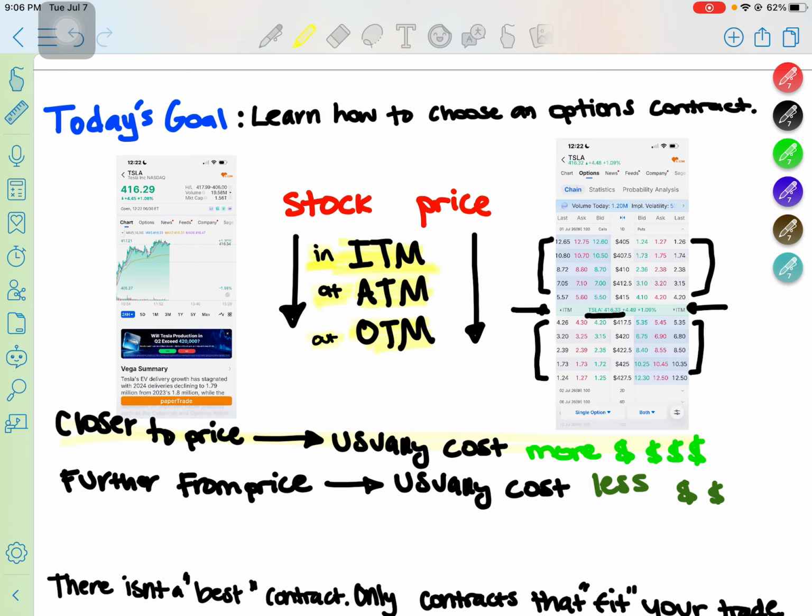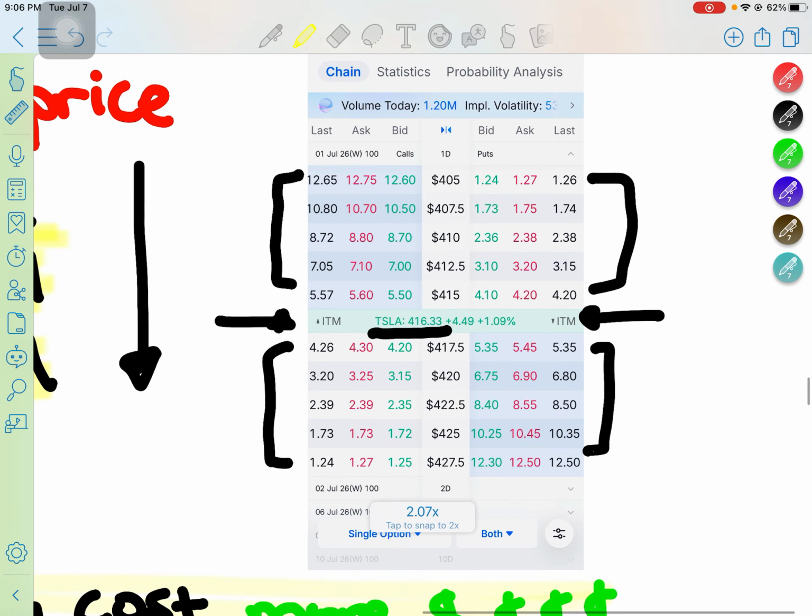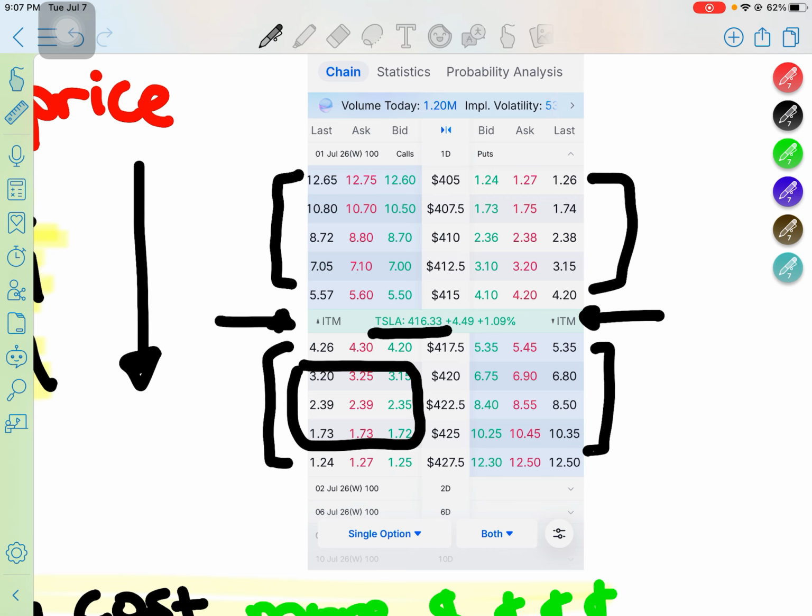So I'm going to circle for you 3 nearby contracts. Let's just say these 3 here, okay? Instead of trying to find the perfect contract, like I was saying, ask yourself a very simple question. Which contract actually matches the move of the market that I'm expecting? That is a way better question than asking yourself, oh, which one is the cheapest?